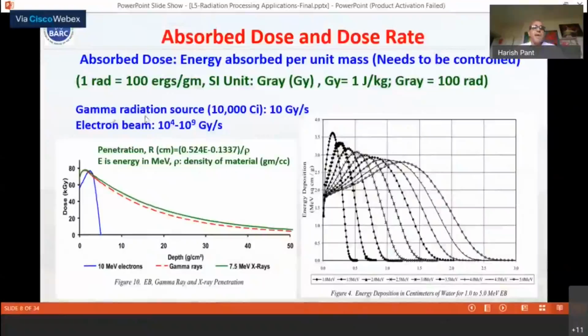You see that if I have a gamma radiation source, let us say it has 10,000 curie of activity, the dose rate will be 10 gray per second.